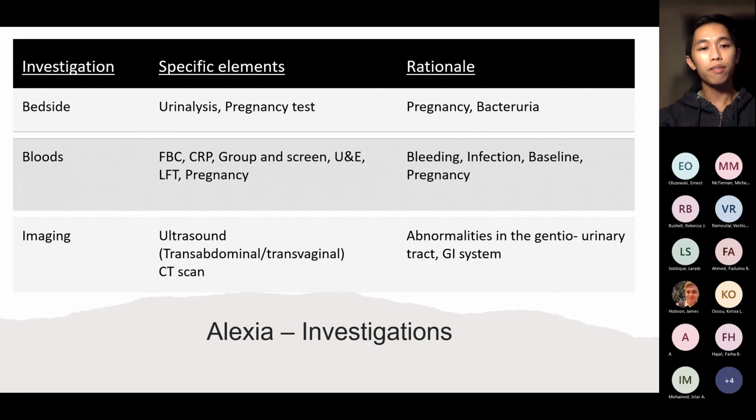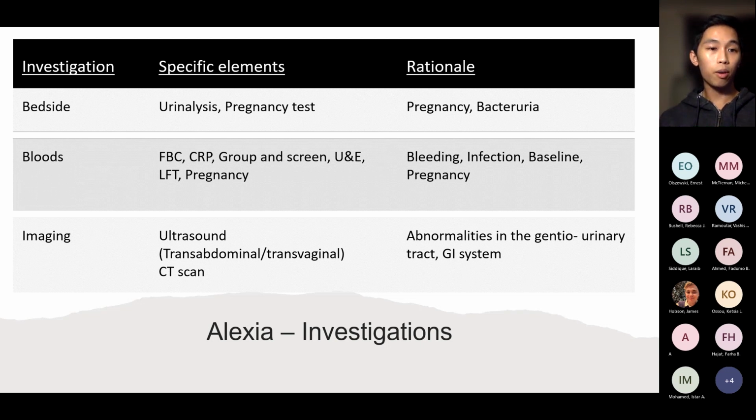So now we want to order some investigations for Alexia. These investigations can be split up into three broad categories. The first is bedside investigations. So we want to do things like a urinalysis and a pregnancy test to check to see if she is pregnant or if she has a UTI, for example.